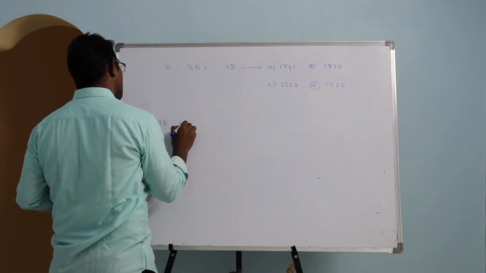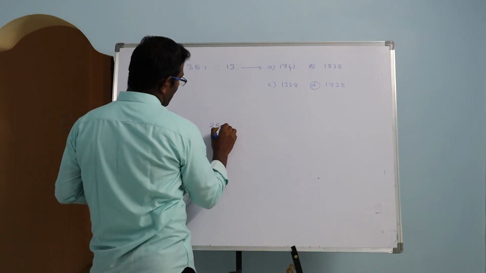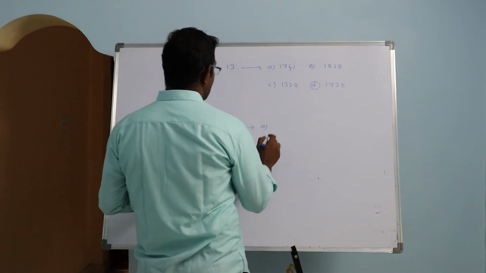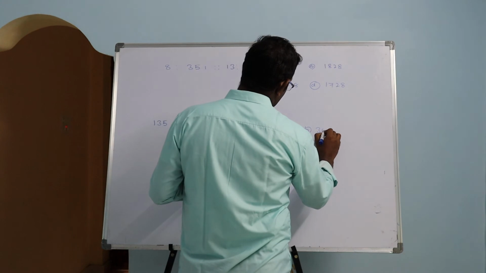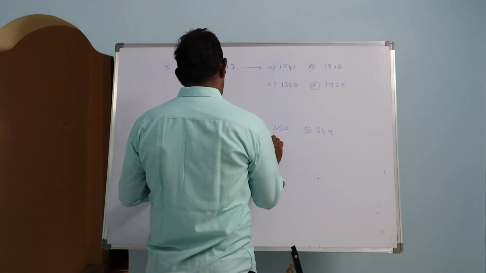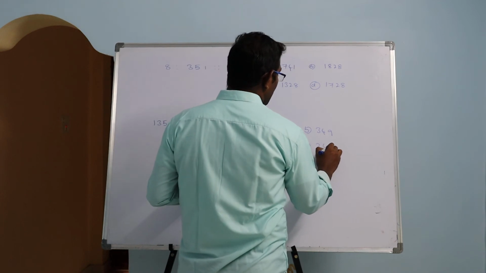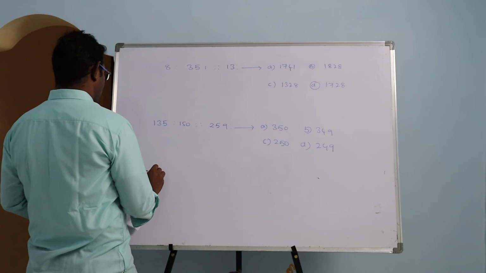135 is to 150 as 259 is to dash. Option A 350. Option B 349. Option C 215. Option D 249. Next one, sir.